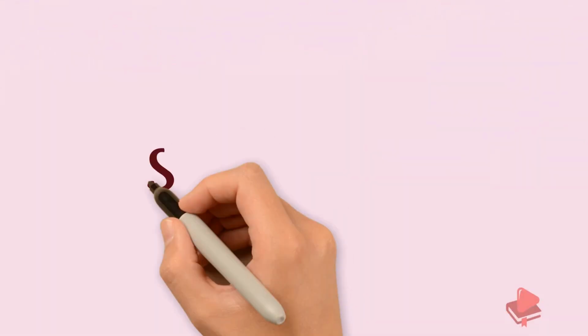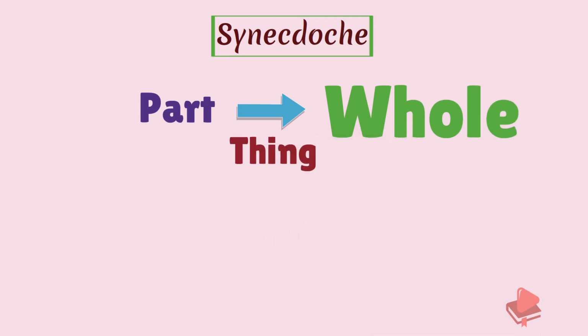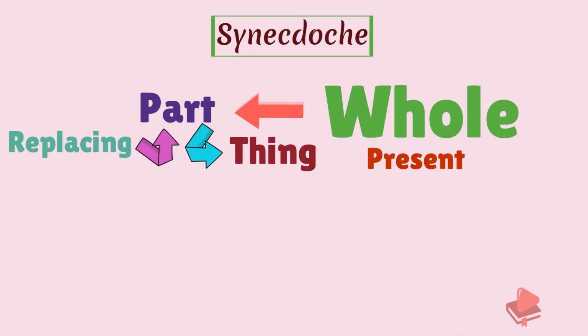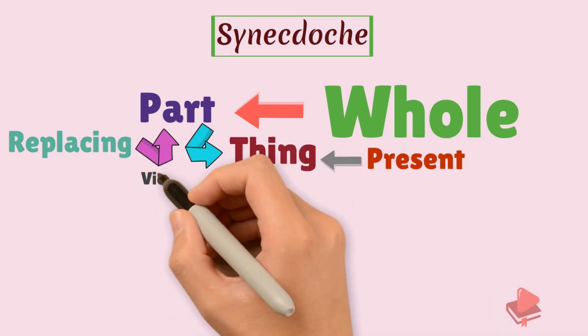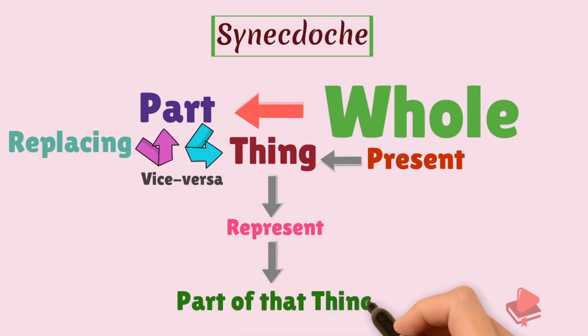Let's see the first figure of speech, that is Synecdoche. A synecdoche is a figure of speech that uses a part to represent the whole thing, or uses the whole thing to represent a part. It means that by replacing the thing with its part, we present the thing itself, or vice versa.